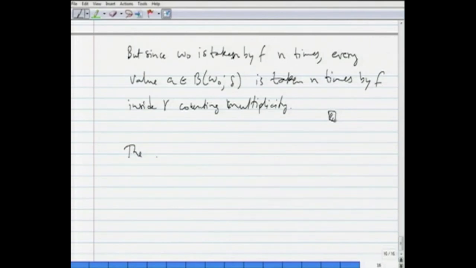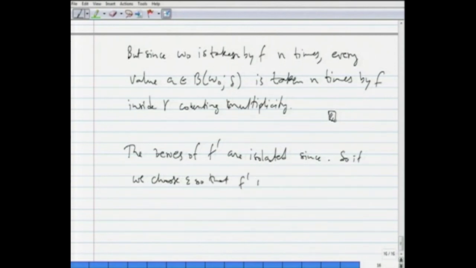One more remark. The zeros of f prime are isolated, since when f is analytic, f prime is also an analytic function. So the zeros of f prime are isolated if we choose epsilon so that f prime is non-zero in 0 strictly less than mod z minus z naught strictly less than epsilon.